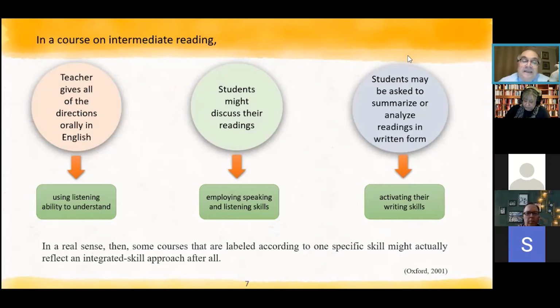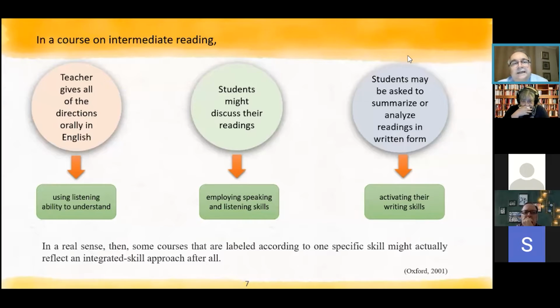So what happens in our real teaching and learning environment? In a real sense, some courses that are labeled according to one specific skill might actually reflect an integrated skill approach after all. That means whenever you conduct a specific activity in your instruction, you should be using at least 2 or 3 skills at the same time, simultaneously.